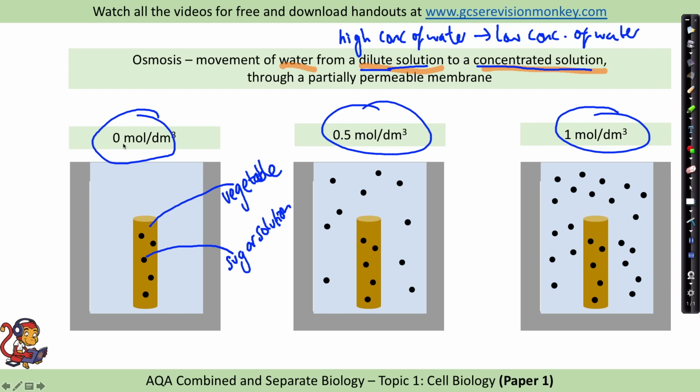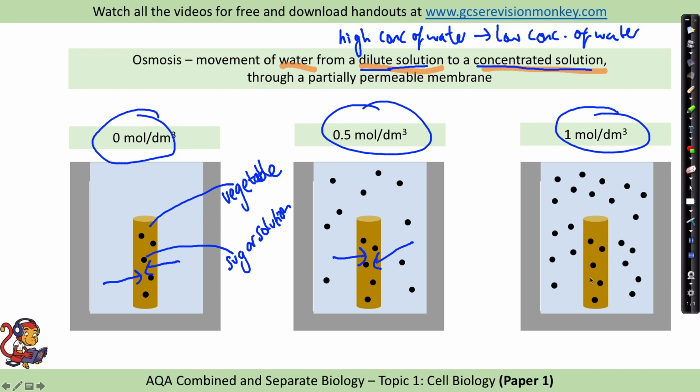For example, here 0 moles per decimeter cubed of sugar, so no sugar in this one, just pure water. And you'll see the movement of water by osmosis from the dilute solution outside to the more concentrated solution inside. This one again, a little bit of sugar in here, so you might see the movement of water inside from a more dilute solution outside to the more concentrated solution inside.